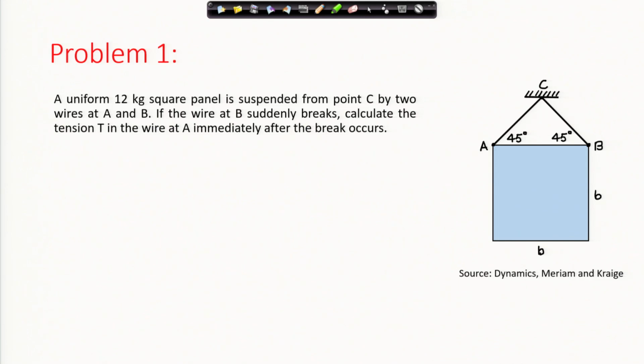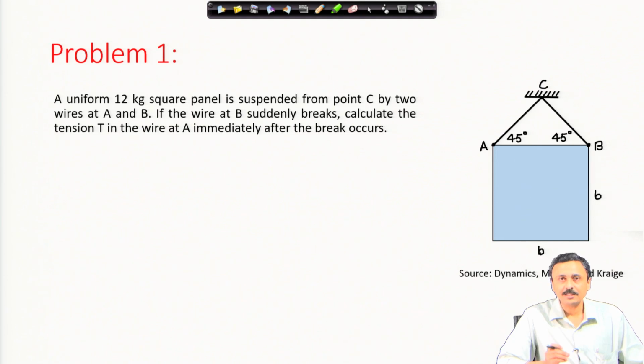Now, when this wire at B breaks, at that instant, because the whole system was at rest initially and suddenly this break takes place, we will consider that in the short time duration in which I am analyzing this problem and trying to find the tension in the wire AC, the plate has not gained any angular velocity. It has not started to move, it is still at rest.